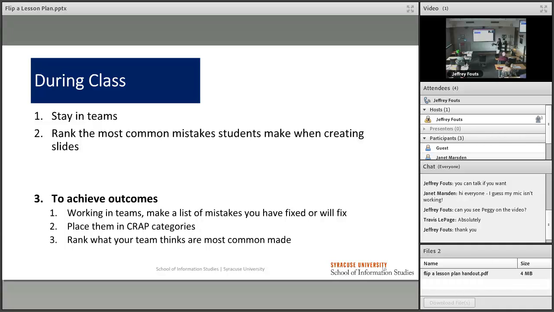Now during class, I have them stay seated in their teams. One of my outcomes was for them to be able to rank the most common mistakes. That is in the PowerPoint lecture. That's one of the slides I don't go over, but now I bring it up. I say, okay, per the lecture that you reviewed before class, we talk for a few minutes and I have them do the ranking. The students that don't come prepared, their teammates eventually really get on their case.